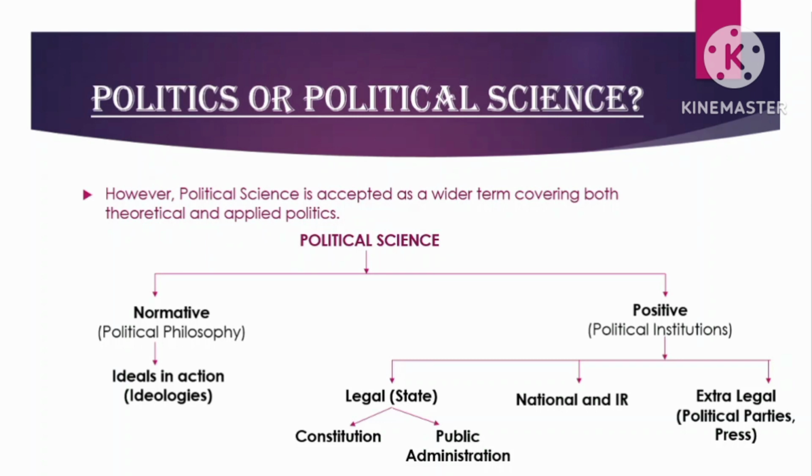So whether you use politics or political science is up to the scholars who write, but the most preferred term is political science. You use it as a wider term when you are not concerning yourself only with the state and government and its functioning, but also with political philosophy, and along with it political institutions covering not only legal institutions but also extra legal institutions. Then obviously you use the term political science. So with this we end with the meaning and definition of political science.